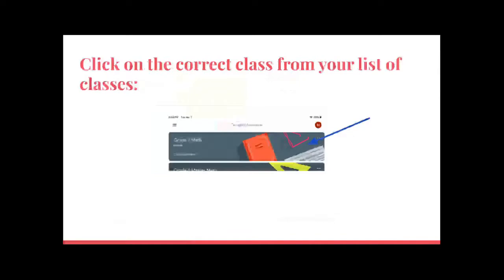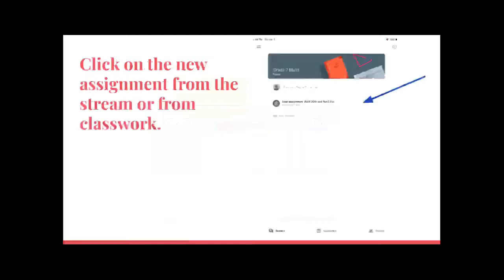Once you get into your Google Classroom, you're going to want to click on your correct class from your list. You're only going to have 3 or 4 classes, actually probably like 5 or 6, but make sure that you click on My Math Google Classroom. And from there, you're going to click on your assignment. Here's the deal: our assignments aren't going to be listed in the stream. You're going to have to go to the Classwork tab down at the bottom and click on it to get to today's classwork.